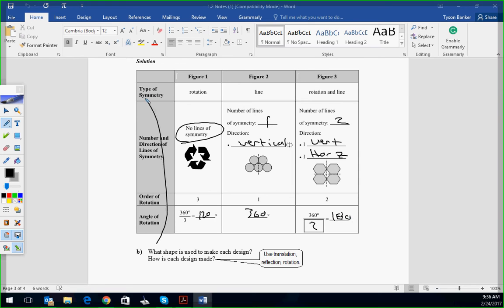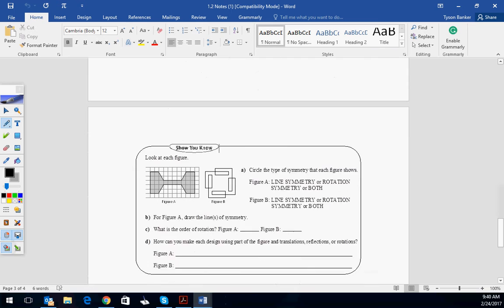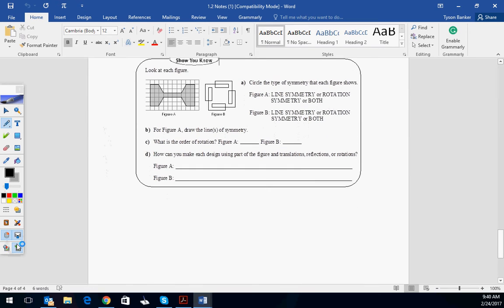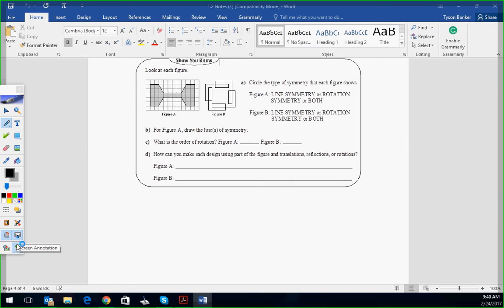Okay, all right. Let's go here. All right, last piece. So look at each figure. Circle the type of symmetry for each figure. Okay, so looking at this figure here, does this have rotational symmetry? Sure. Does it have line symmetry? Yeah. So then it has both, correct? Yeah. This one's both. I have line, and I can go one rotation of 180.